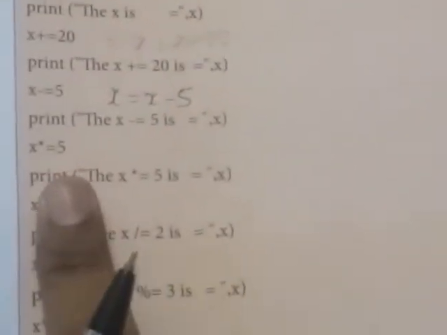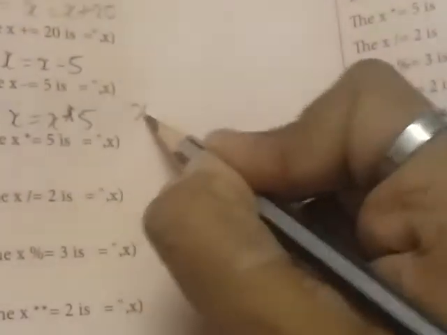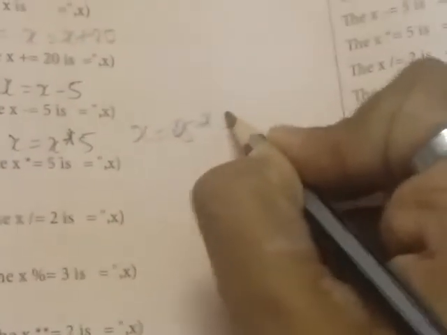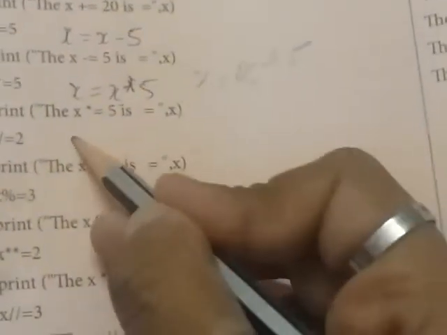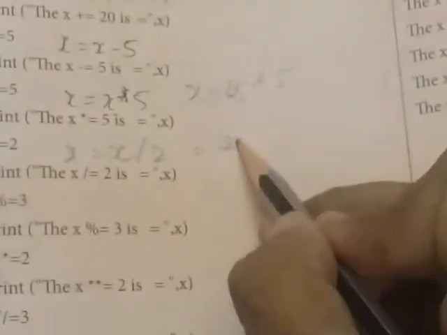The next statement is x star equal to 5, that means x equal to x star 5. We know the value of x is 25, so 25 star 5 equal to 125. The next one is x divide equal to 2, that means x equal to x by 2. We know the value of x is 125, so 125 by 2 means we get the value 62.5.